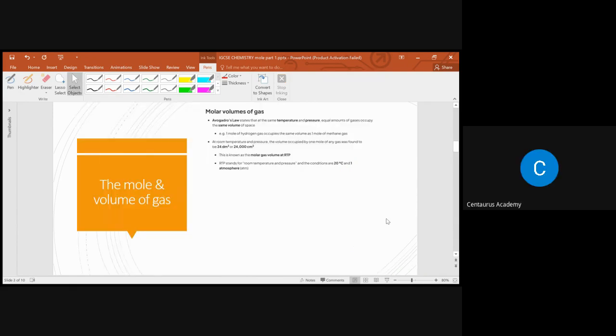Okay, moving on. Avogadro's law basically states that at the same temperature and pressure, for instance room temperature and pressure, equal amounts of gases occupy similar volumes of space. For instance, 1 mole of hydrogen, 1 mole of oxygen, or 1 mole of carbon dioxide: all gases having the same number of moles will also occupy the same volume of space.